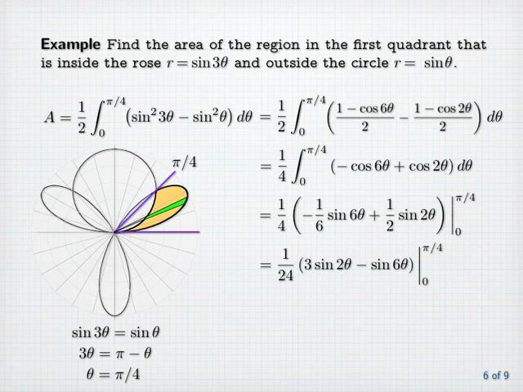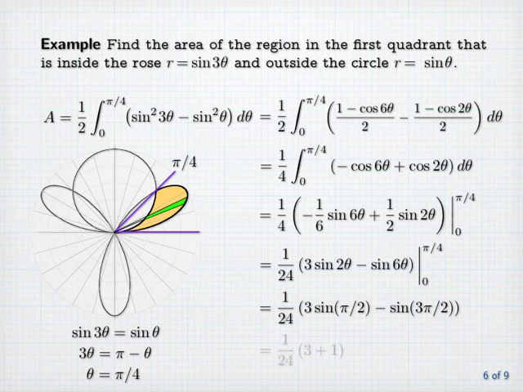This equals 1 over 24 times 3 sine of pi over 2 minus sine of 3 halves pi minus 0. Sine of pi over 2 is 1, and sine of 3 halves pi is minus 1, so this equals 1 over 24 times 3 plus 1, or 1/6.